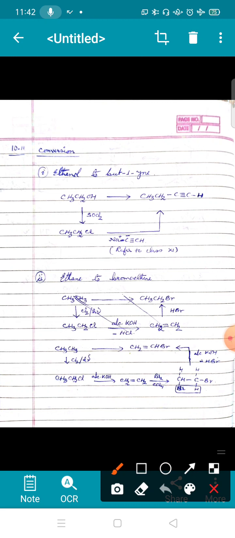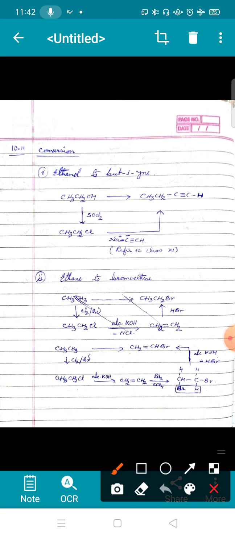Ethane to bromoethene. Ethane, as the name suggests, is an alkane having 2 carbons, so we have CH3CH3. Then the product bromoethene: ethene means there are 2 carbons with a double bond, and there is a bromine attached to the carbon bearing the double bond. So that is the starting material and the product.